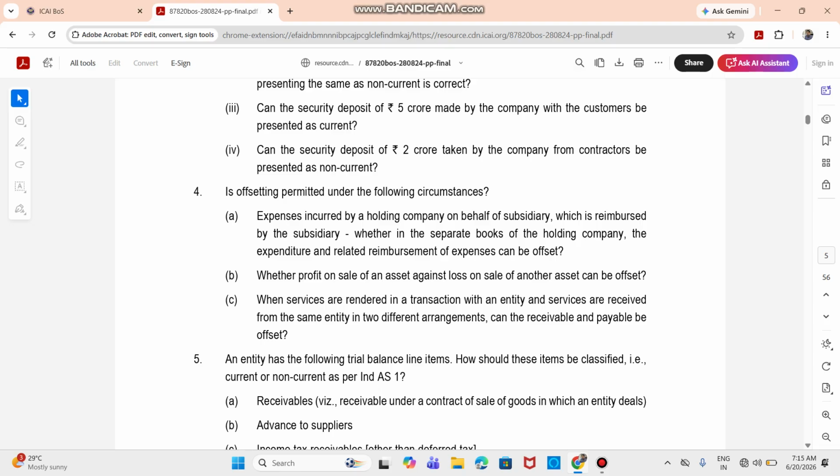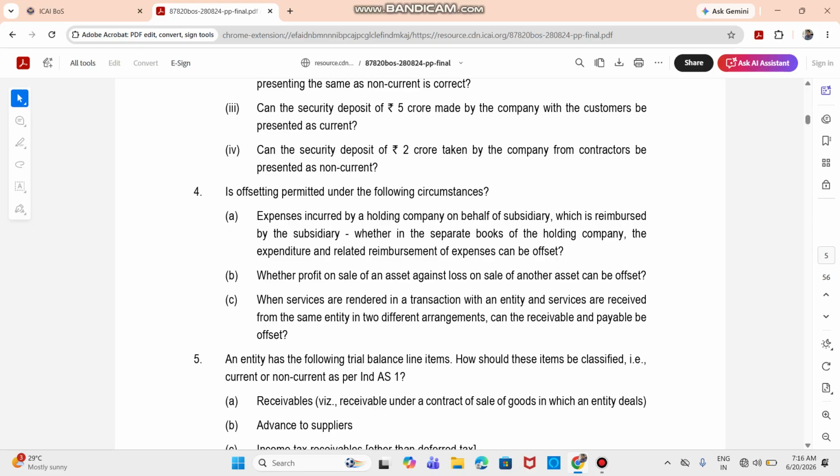This question was asked in November 2024, so it is all the more important, because it has come within the last two years. Is offsetting permitted under the following circumstances? First, expenses incurred by the holding company on behalf of the subsidiary, which are reimbursed by the subsidiary. Whether in the separate books of the holding company, the expenditure and related reimbursement can be offset. Next, whether profit on sale of an asset can be set off against the loss on another sale. Next, when services are rendered to an entity and services are received from the same entity in two different arrangements, can the receivable and payable be offset in such scenarios?